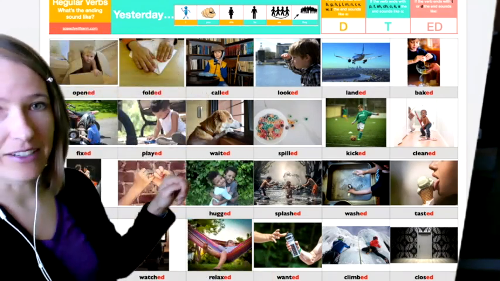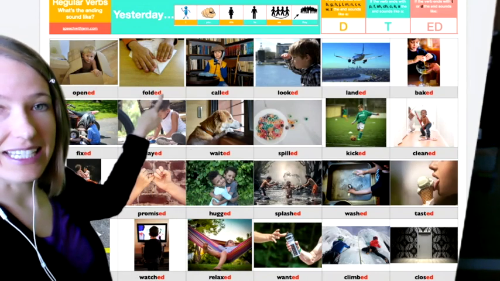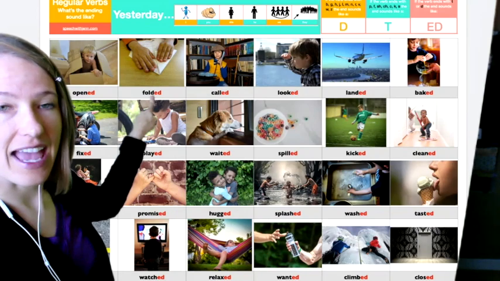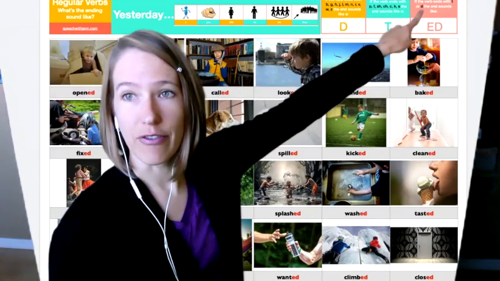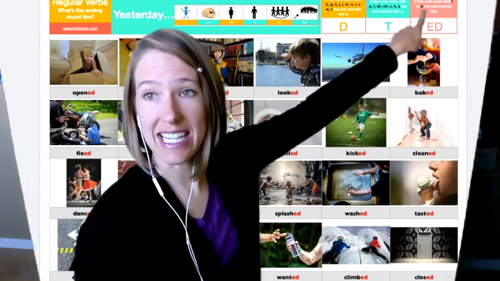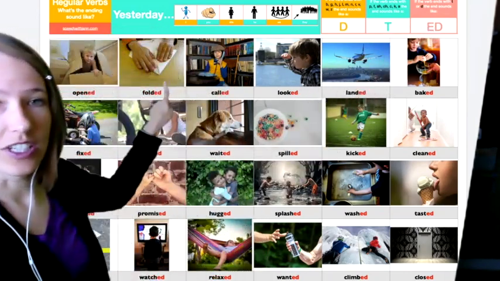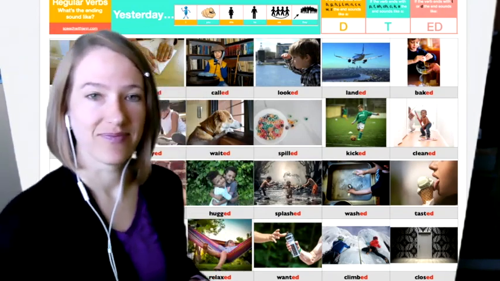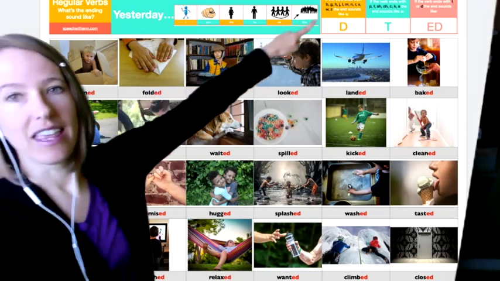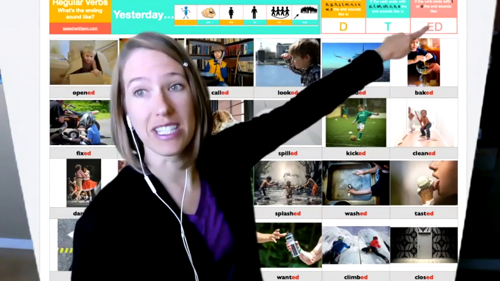Let's see if we can find one with ed now. Folded. So look, there's a D right there at the end of our word fold. And then if I look over here, it says if a verb ends with T or D, we have to add an ed sound at the end. So look at this. I folded the paper. Did you hear how that was different than D? This time I said ed at the end for folded.